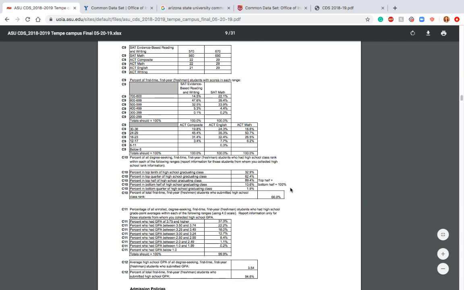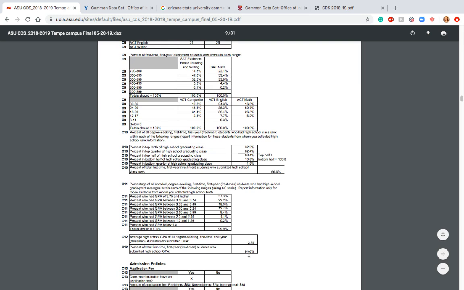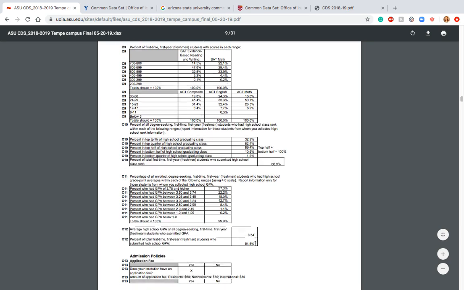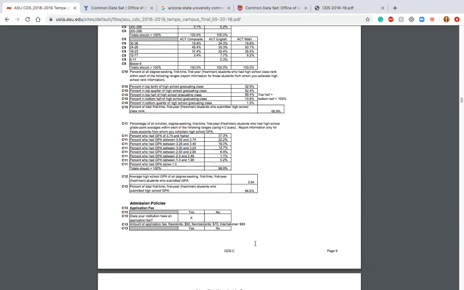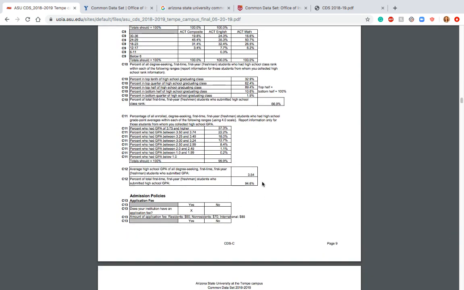People who submitted their class rank, about 67% submitted their class rank. Most of the students, almost 90%, were in the top half of their graduating class. And then the average GPA, and typically this is weighted, not all the time, but most of the time, is a 3.5. And 94% of the students submitted a GPA.